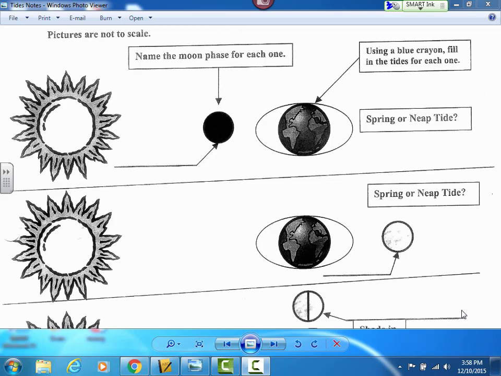Today we're going to talk about two special kinds of tides. You should already have learned that tides are related to the moon phases by reading the information in section 27.3. Today we're going to talk about spring tides and neap tides.